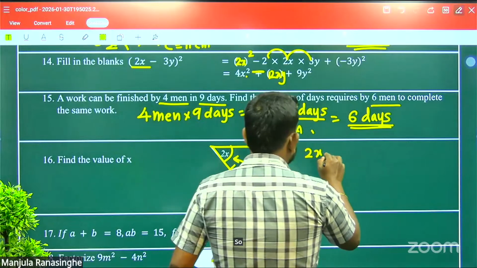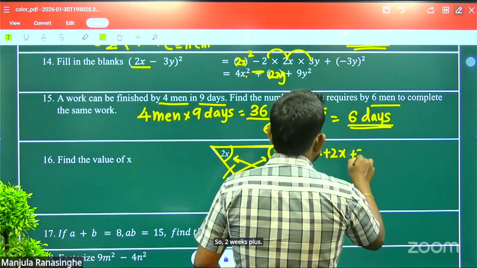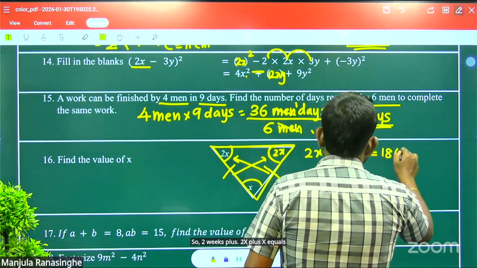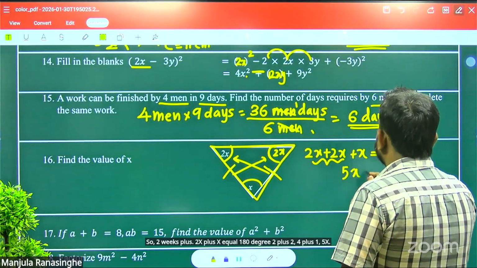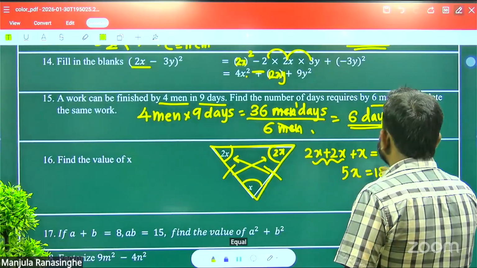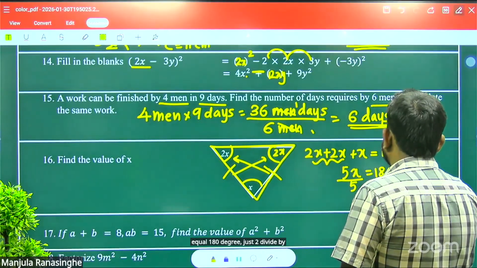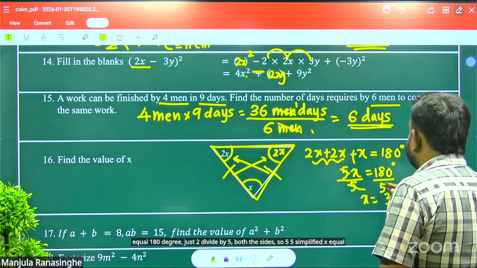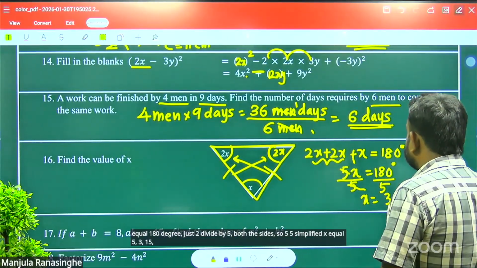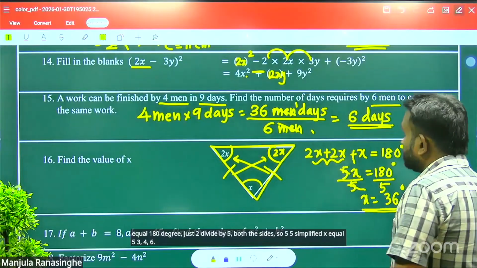So 2x plus 2x plus x equals 180 degrees. 2 plus 2, 4, plus 1, 5x equals 180 degrees. Just divide by 5 on both sides. So 5 simplified, x equals 180 divided by 5, which is 36. Okay, 36.